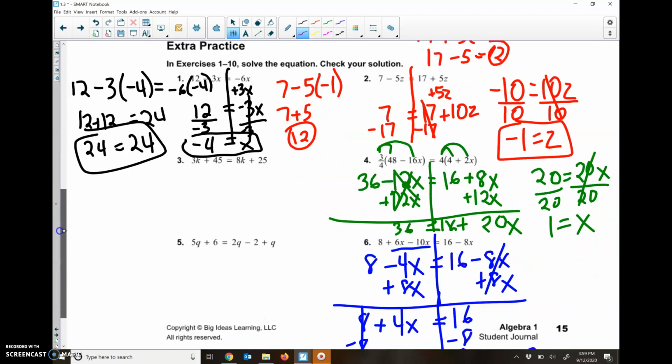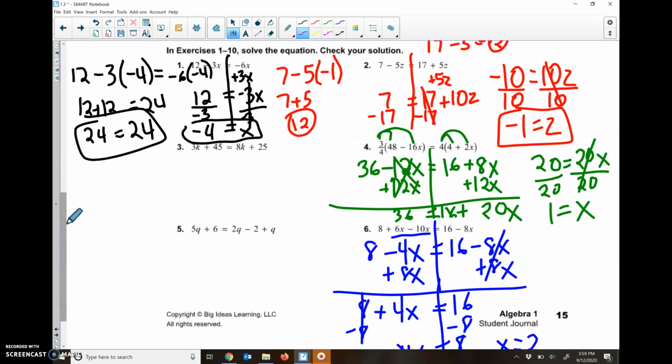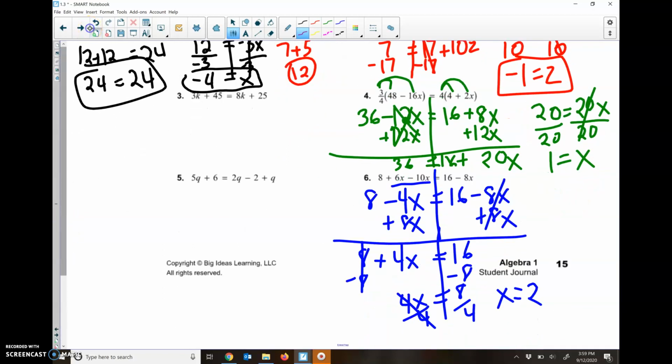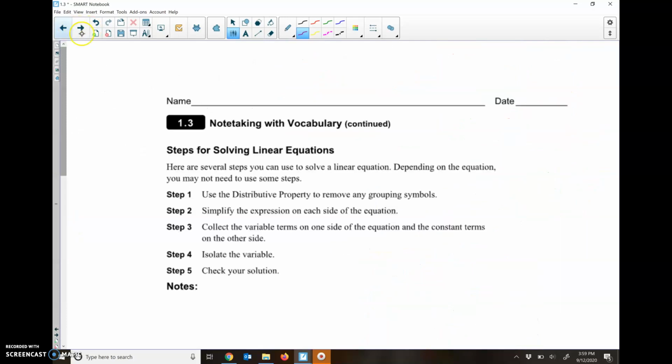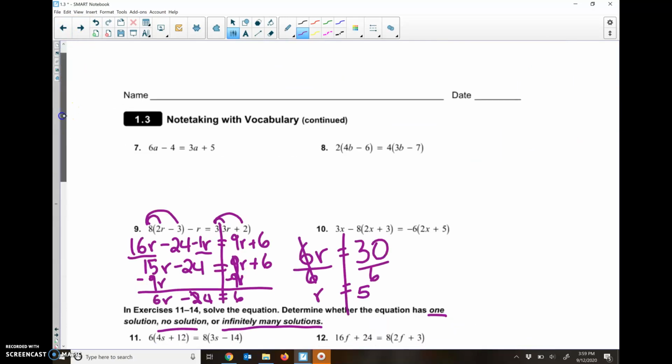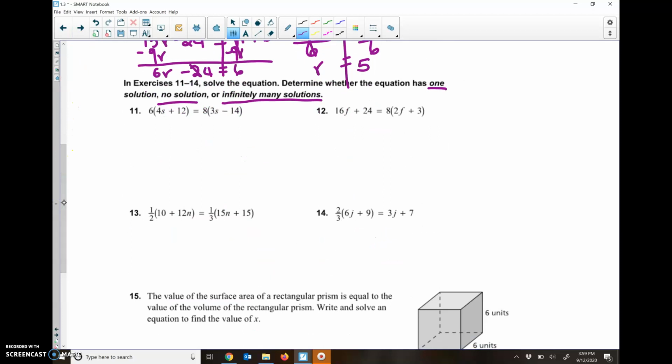We didn't check our work on 4 and 8. Trust me, they're right. 1 is the only answer for number 4. And then 2 is the only answer for number 6. Okay, so on the last page there, we have to determine if it's a one solution problem. So I won't do any examples like that because those are the ones we just did. I'm going to do one of each here where we get a no solution and a many solution problem so you can kind of see what they look like.